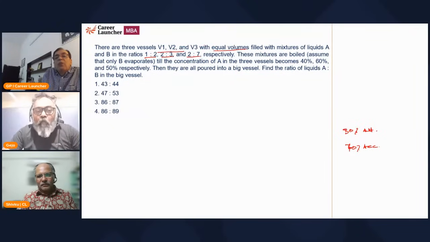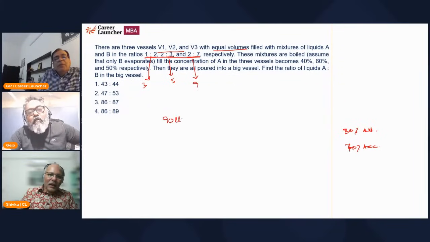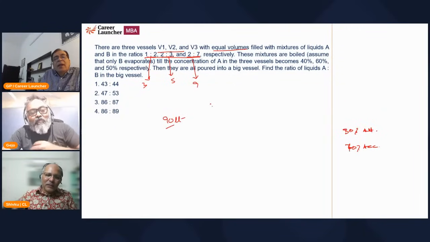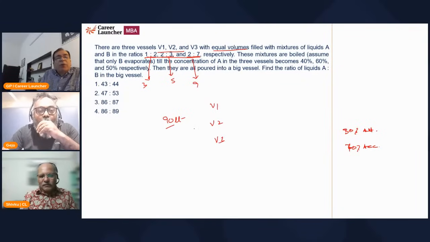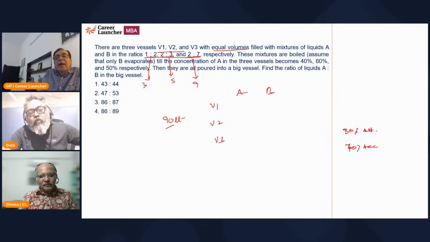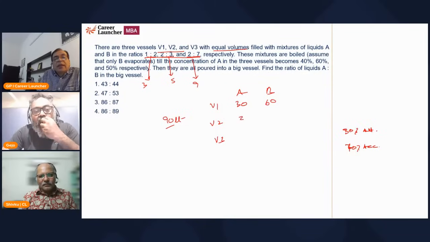3 vessels have equal volumes filled with mixture of liquid A, B and C. If the volumes are equal, I will assume this is 3, 2 plus 1, 3 is 5, 2 plus 7 is 9. Assume 90 liters for each of them. हाँ बस जीपी है वही है. 90 लीटर्स लेके करना चाहिए, बहुत आसान. V1 V2 V3 ले लो 90 liters या 45 liters कुछ भी ले लो. A and B देख लो क्या है, 30, 60. 40% is 36 and 54, 2 by 9 becomes 18 and 72. Okay, concentration in vessel A of the 3 vessels become 40%. In vessel 1, it becomes 40%.